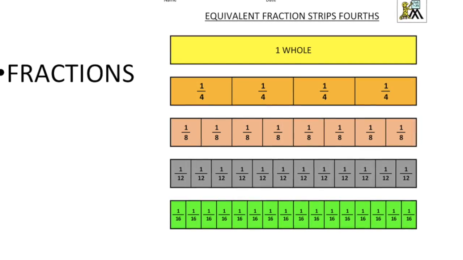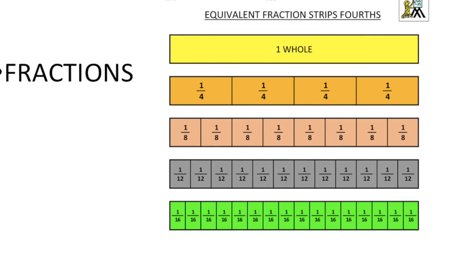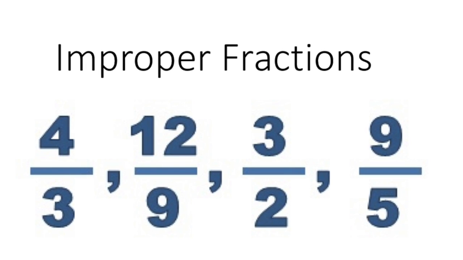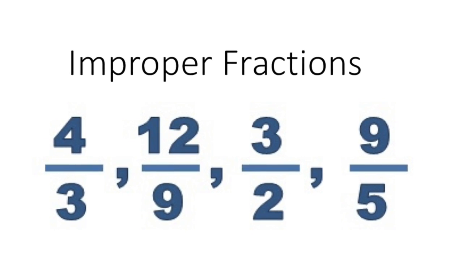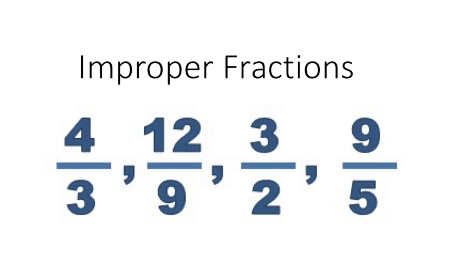A fraction can be improper if the top number is larger than the bottom number. That means there are more parts than the amount of parts made. What is a fraction?